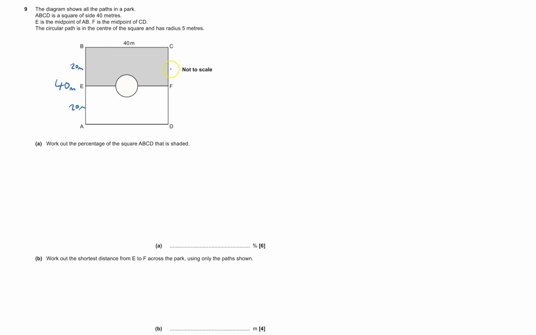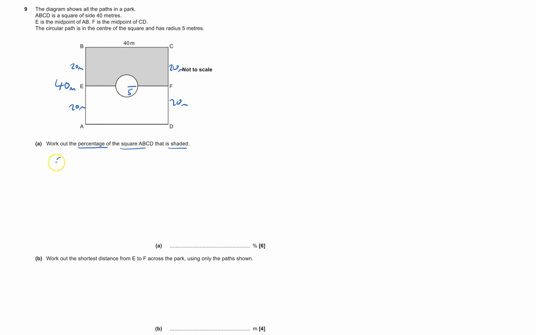And F is the midpoint, so that's also 20 metres, 20 metres. Circular path in the middle of the square has a radius 5. So that has radius 5 like so. I've got to work out the percentage of the square that is shaded. So I need to find the shaded bit, but I also need to find the square.